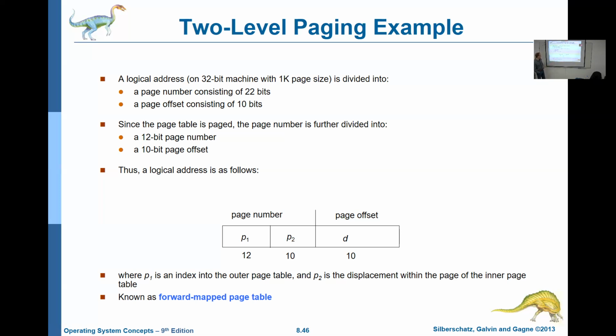P1 is an index into the outer page table, right? P2 is the displacement within the page of the page table, the offset within each page of the page table. This is known as a forward mapped page table. I don't know why it's called that, but forward mapped.